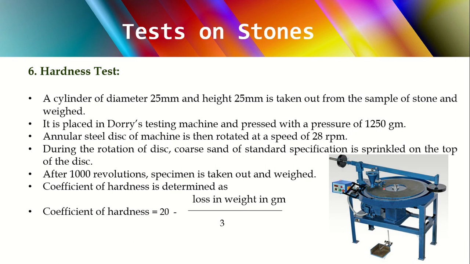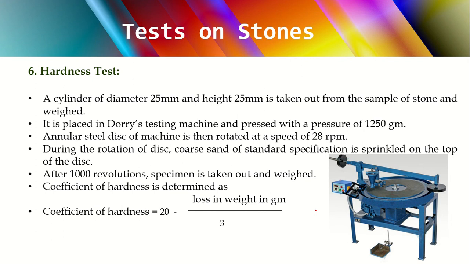And you start to sprinkle sand on the rotating sample. Try to sprinkle sand which is very coarse in nature, not fine sand, coarse sand means rough sand. When it is rotating, pour the sand, keep sprinkling. After 100 revolutions, stop the machine and take out your specimen.